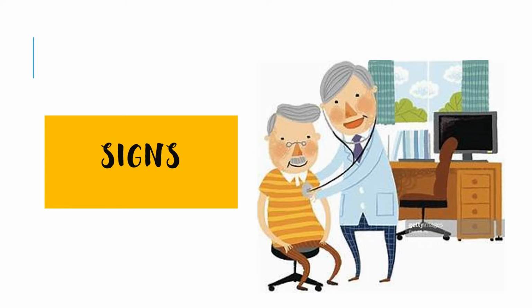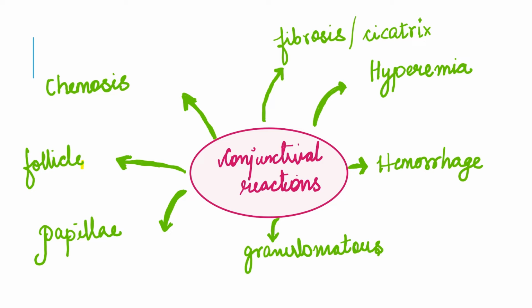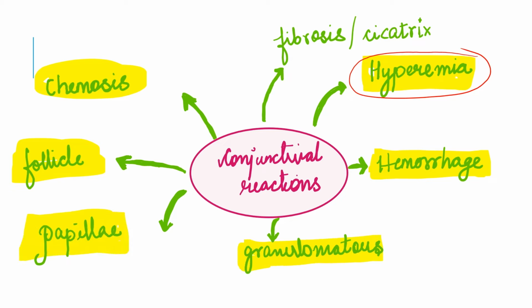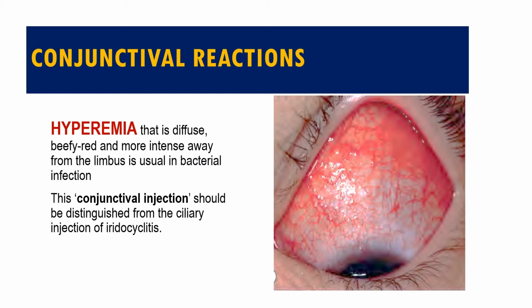Coming to the various signs that you see in conjunctivitis. The conjunctiva can show a lot of responses. We can have hyperemia, we can have hemorrhage in the conjunctiva, we can have chemosis, follicle formation, papillae formation, granuloma formation, which is called a granulomatous reaction, or the conjunctiva can undergo fibrosis or cicatrix formation, right? Now let us try to understand each of these one by one.